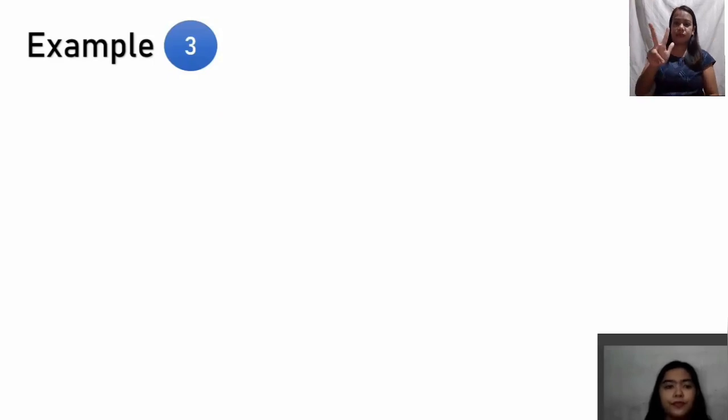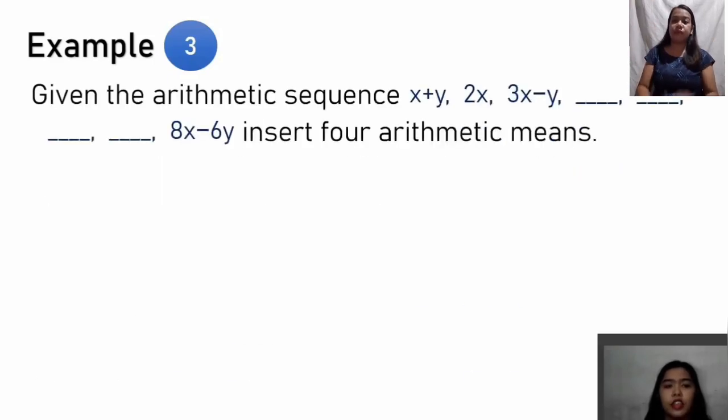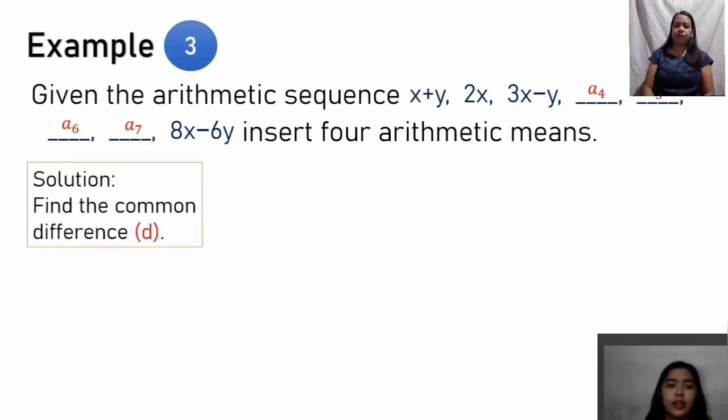Example 3. Given the arithmetic sequence x plus y, 2x, 3x minus y, a sub 4, a sub 5, a sub 6, and a sub 7, 8x minus 6y, insert 4 arithmetic means. So there are 4 missing terms in this sequence.